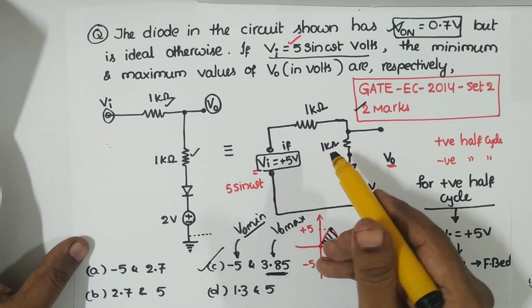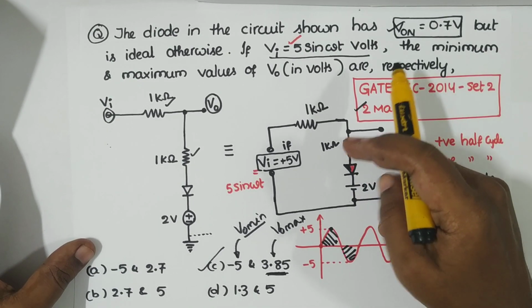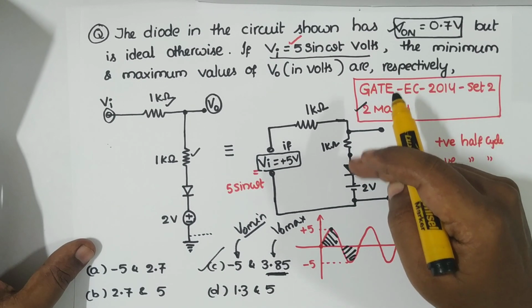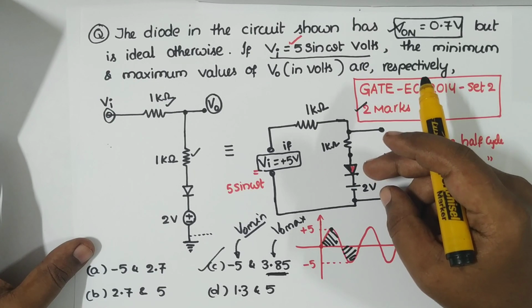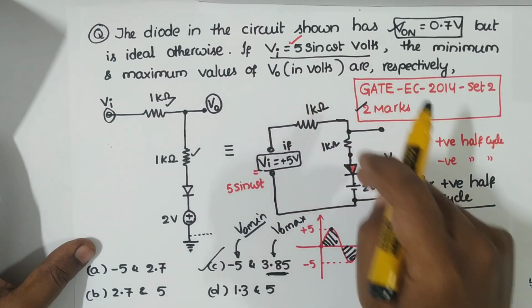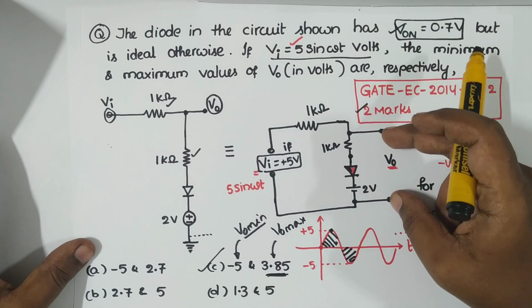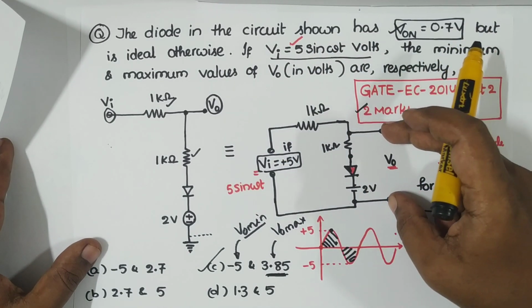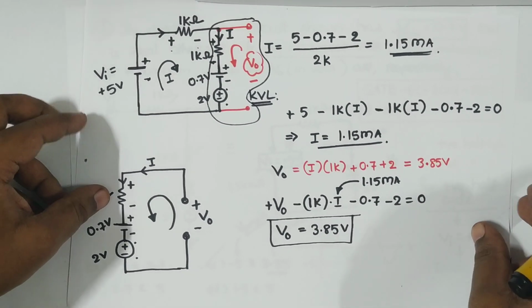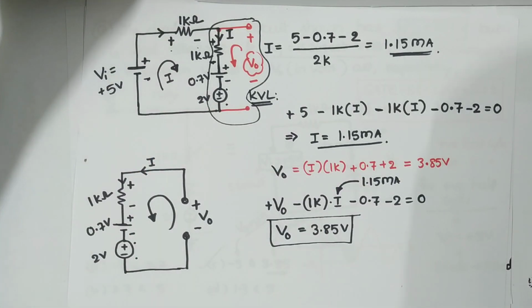If Vi is negative 5 volt, the anode is less positive when compared to the cathode, and hence the diode becomes reverse biased. When the diode is reverse biased, there is no current in the loop. So the entire input voltage must appear across these terminals. That means V naught is equal to Vi, so V naught is negative 5 volt. Simple.